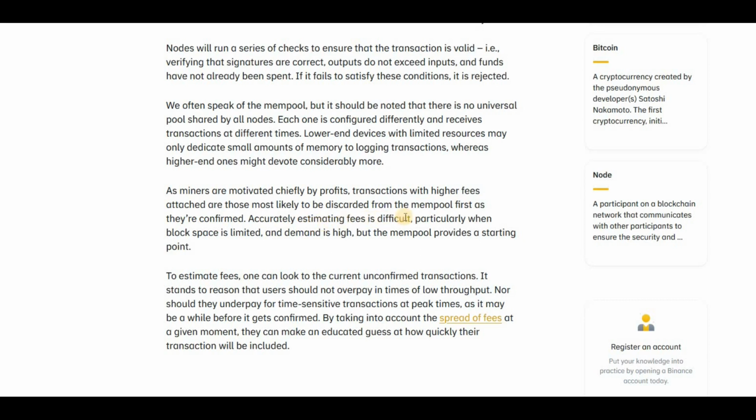Accurately estimating fees is difficult, particularly when block space is limited and demand is high, but the mempool provides a starting point. To estimate fees, one can look at the current unconfirmed transactions. It stands to reason that users should not overpay in times of low throughput, nor should they underpay for time-sensitive transactions at peak times, as it may be a while before it gets confirmed. By taking into account the spread of fees at a given moment, they can make an educated guess as to how quickly their transaction will be included.